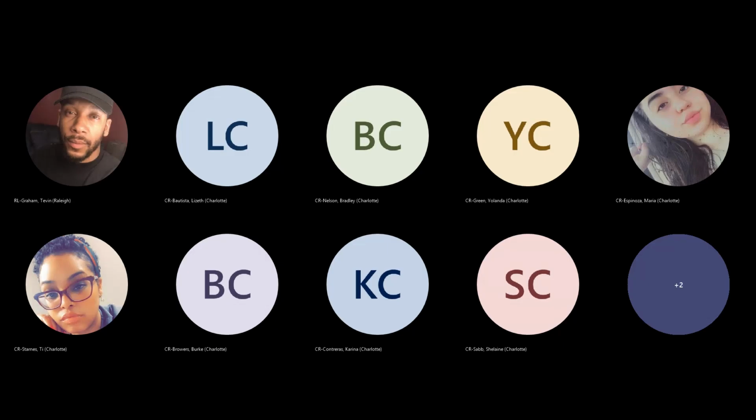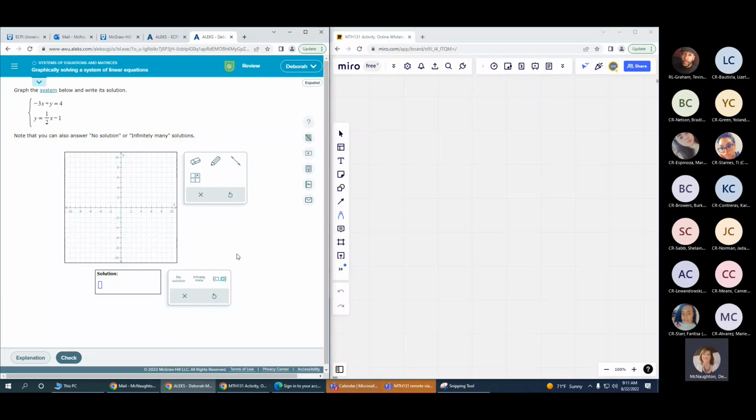Okay, my board was on the other screen, so I use two screens when I teach.